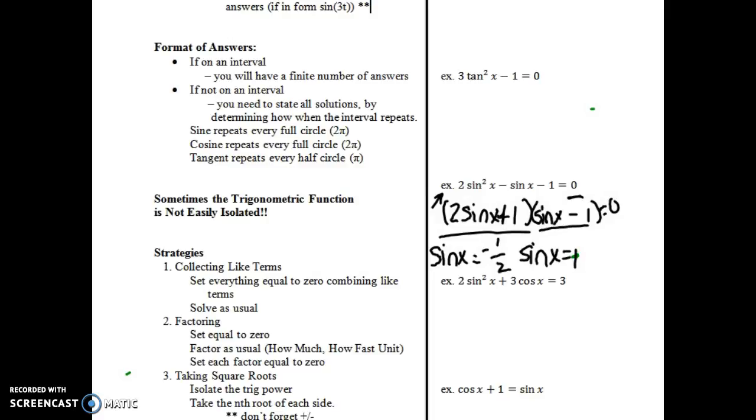Now I need to figure out where this occurs. The sine of x is negative 1/2 at 7 pi over 6 and at 11 pi over 6. Both of these repeat every 2 pi n.